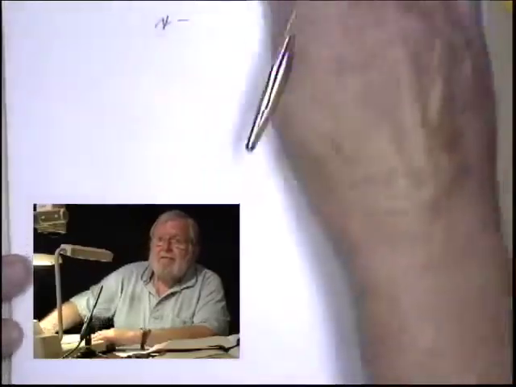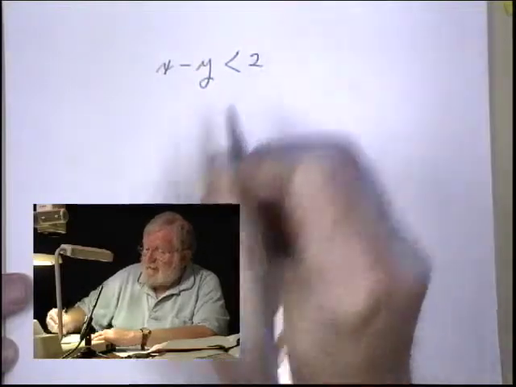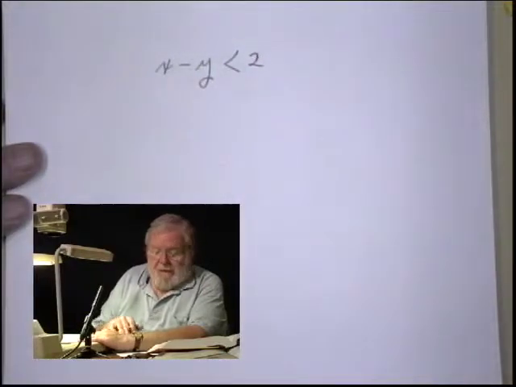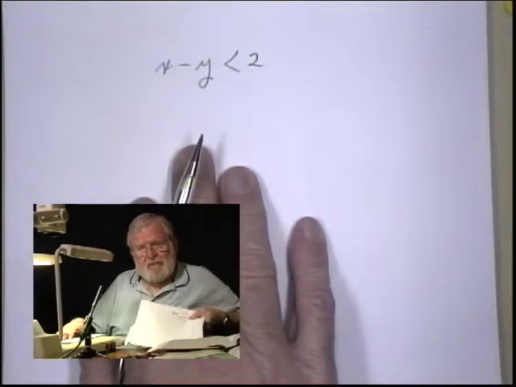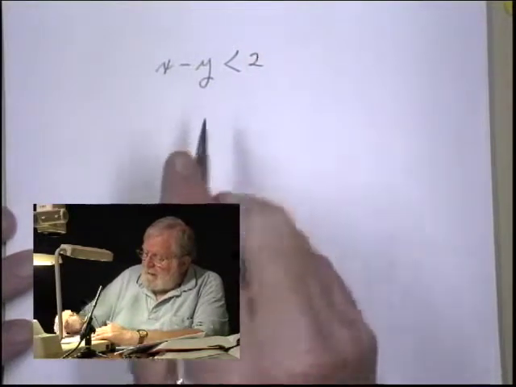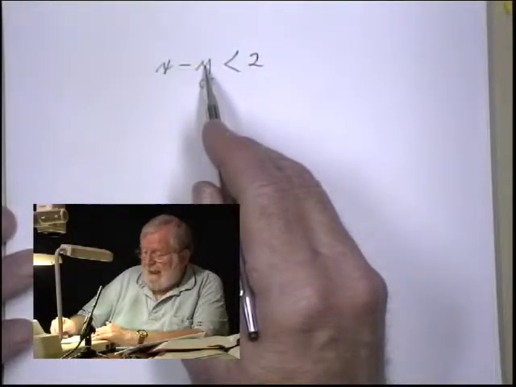Let's sketch another graph of a linear inequality, only let's make it a little more complex this time. Let's do x minus y is less than 2. Now we're going to approach this in the same way that we would an equation. We're going to solve this linear inequality for y.